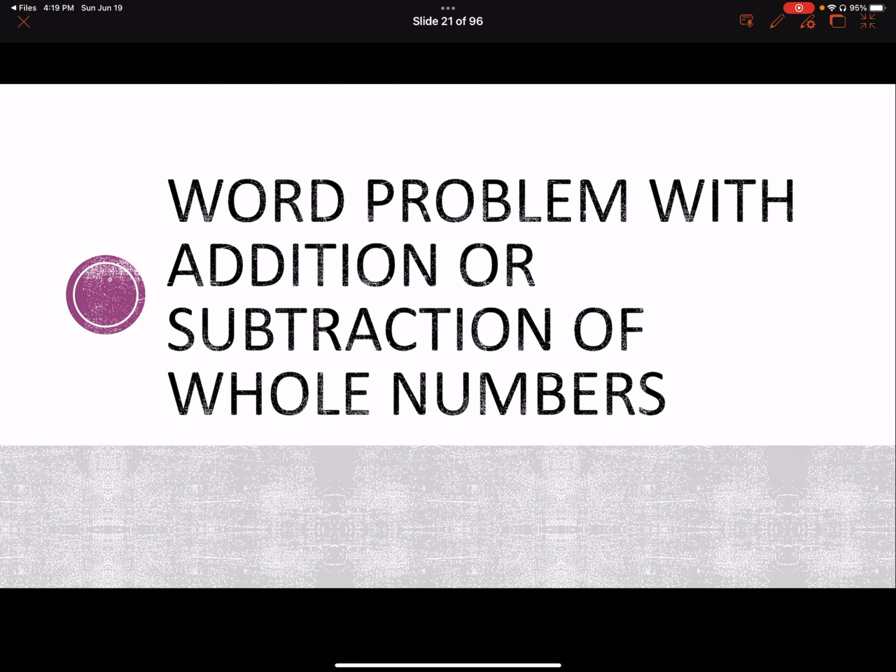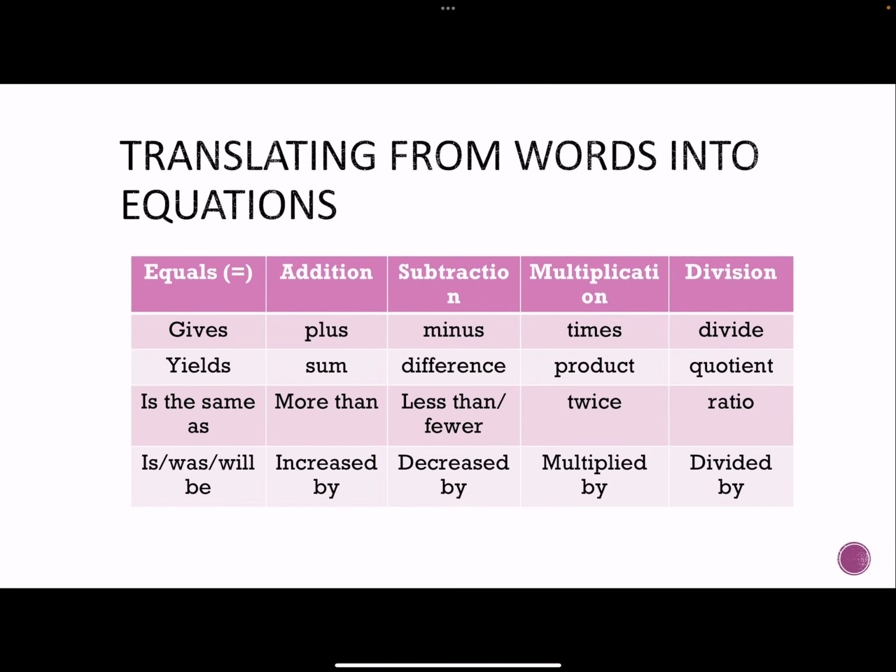This video covers word problems with addition or subtraction of whole numbers. So first thing I want to talk about is how to translate from words into equations, right? So these are some of the common words you're going to see standing in for some of those math operations, right? So if I say something is equal to each other, we want to have an equal sign, right?